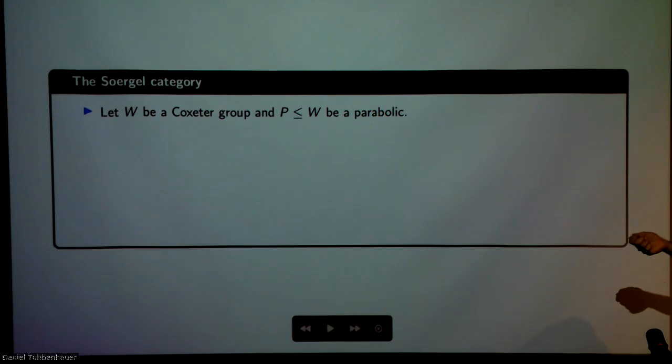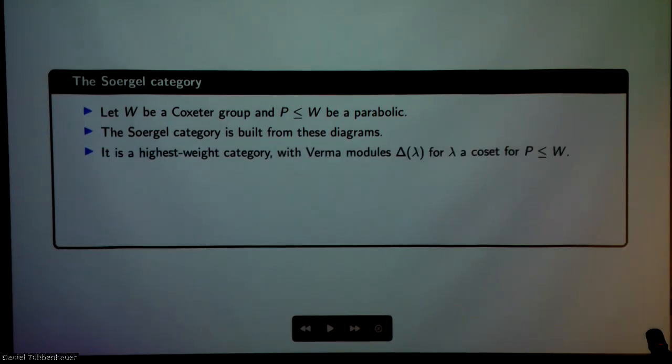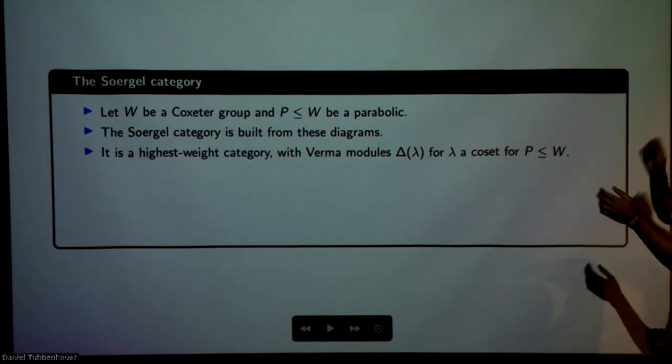And why do they have any meaning at all? Well, here we go. Take a parabolic Coxeter system. Take the span of these diagrams and quotient out by some relations. And what you get is a quasi-hereditary algebra with Verma modules.